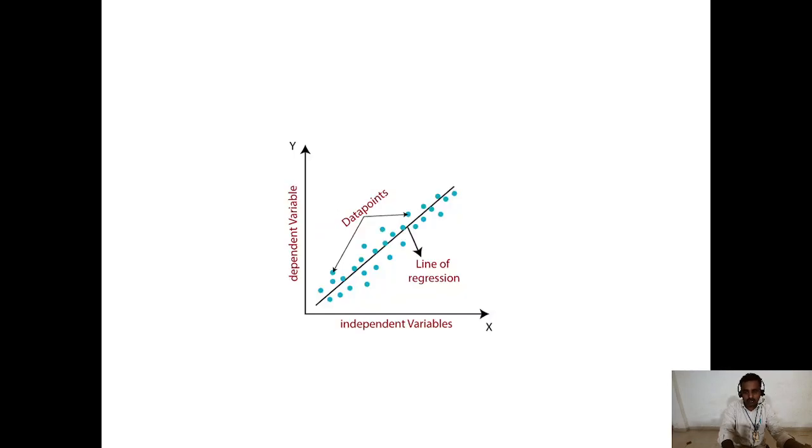Consider the following example. Here it shows the relationship between the dependent variable and the independent variable. The x-axis is the independent variable, and the y-axis is the dependent variable. If you use the x direction, this is called the independent variable. If you use y, this is the dependent variable. It shows the data points. Based on that, we draw one straight line through these data points. This is called the line of regression.